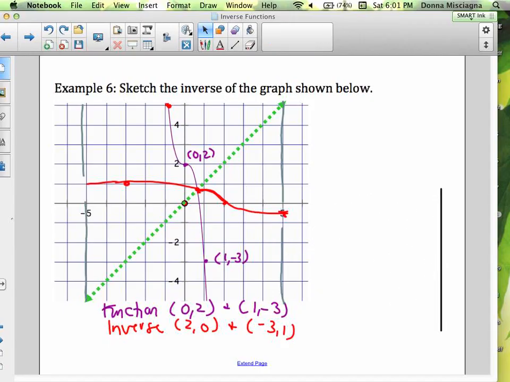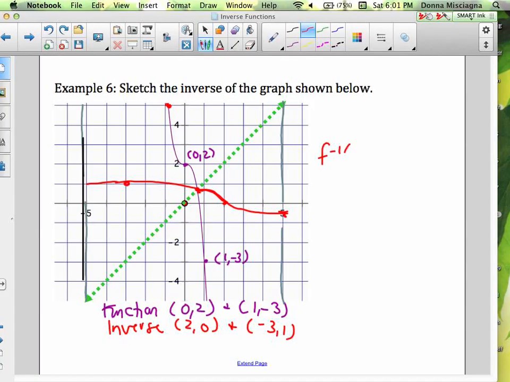Whoop. Let's see if our function passes the vertical line test. Yes, yes, yes, yes, yes, or I should say our function, f inverse. Does f inverse pass the vertical line test? Yes, yes, yes, yes, yes, yes, yes. All the way through. I don't know what happened to my line there. All right, so here, f inverse is a function. f of x passes the horizontal line test. f inverse passed the vertical line test.